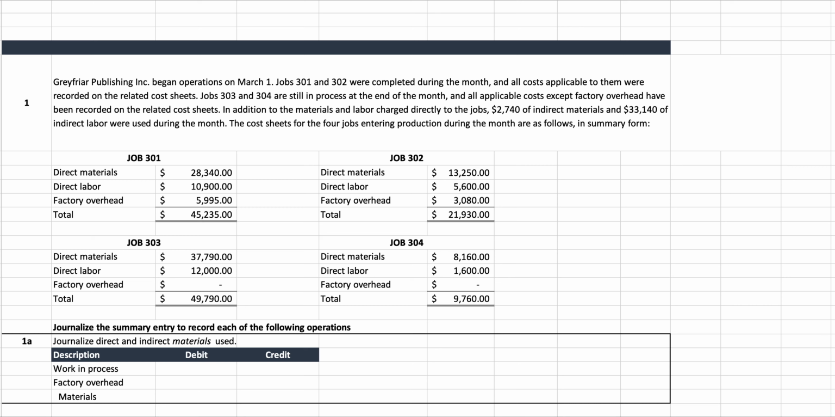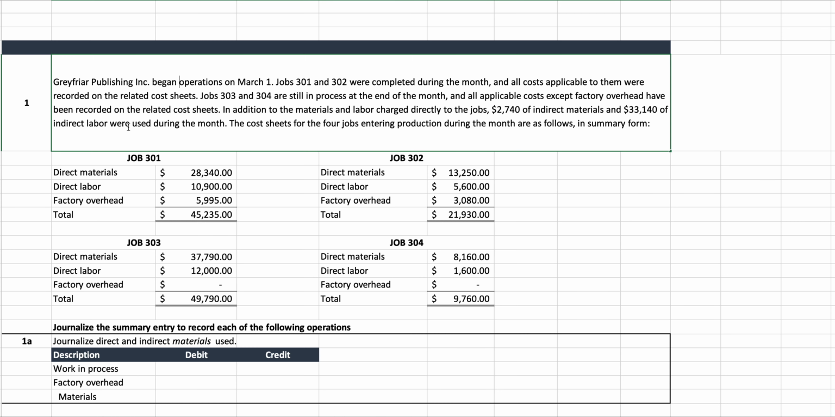Our content today is job order costing. We have a problem set that deals with journalizing the flow of materials, labor, and factory overhead into the finished goods account. The second and third problem sets will demonstrate how inventory cost assumptions can change how we report product costs. So let's go ahead and get started.